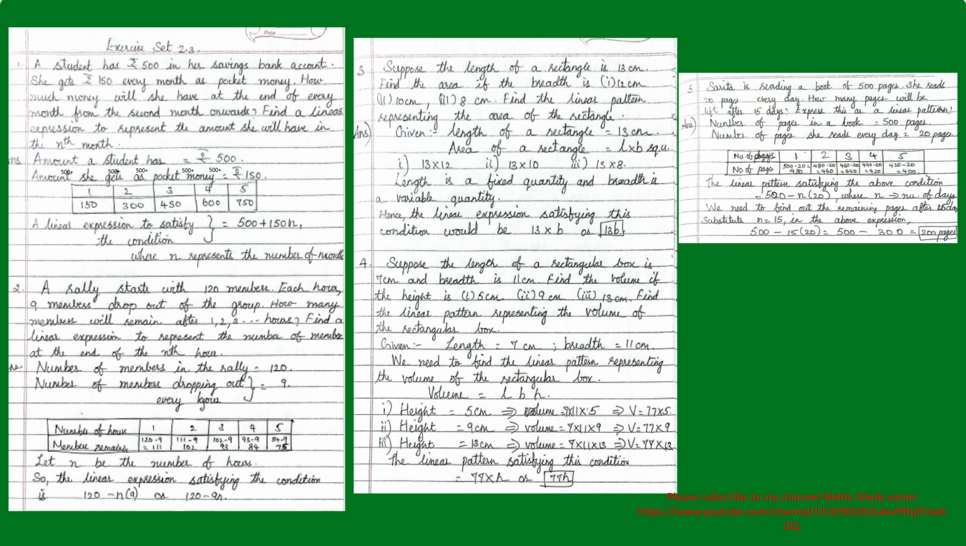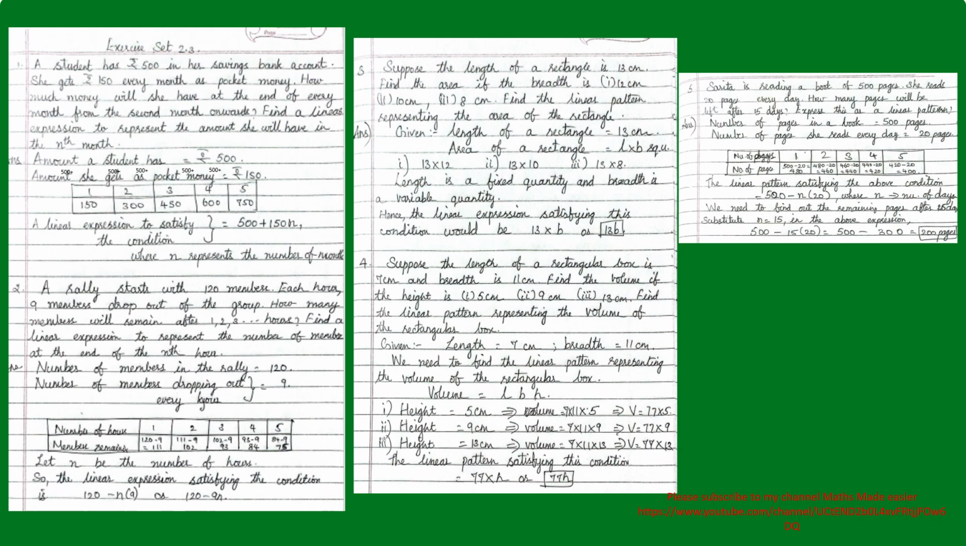Question number 4. Suppose the length of a rectangular box is 7 centimeters and the breadth is 11 centimeters. Find the volume for the height. Now, we have a rectangular box. It has a length, it has a breadth, and suppose we have a height also. We are expected to find the volume. So what would be the volume of the cuboid? In this case, it will be LBH, right?